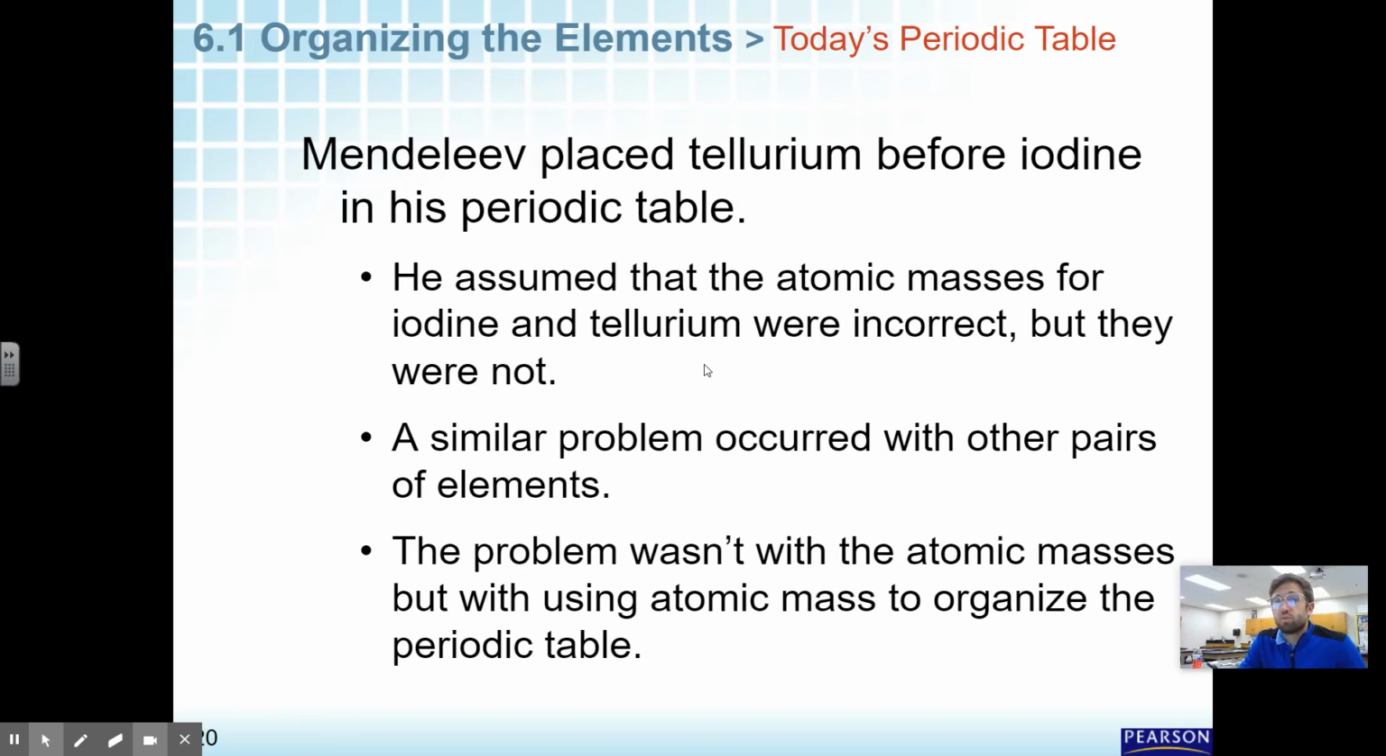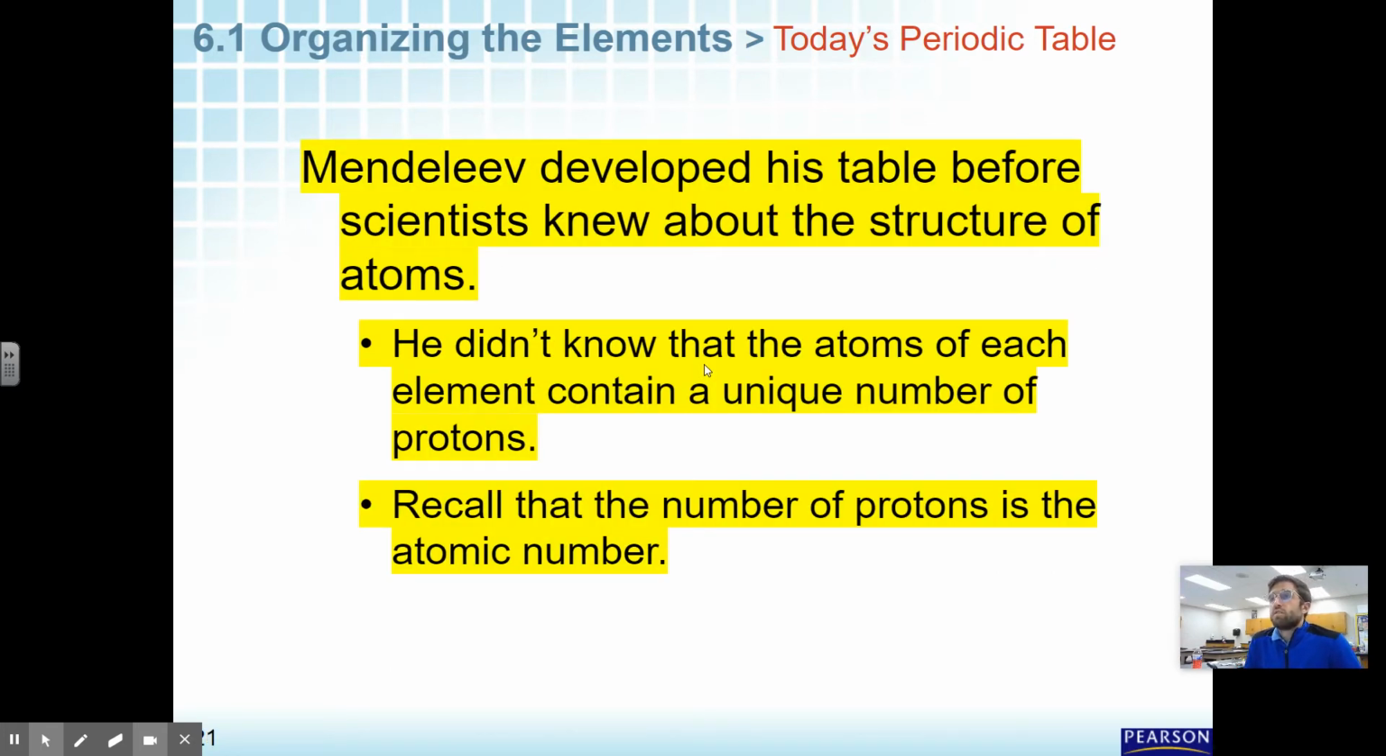The atomic masses weren't wrong. They were right numbers, but organizing the periodic table by atomic mass was not the right way to go, essentially. Okay. So he developed this table before scientists knew about the structure of atoms, and he didn't know that the atoms of each element contain a unique number of protons, which we know obviously to be the atomic number now. Okay. So you've learned that.